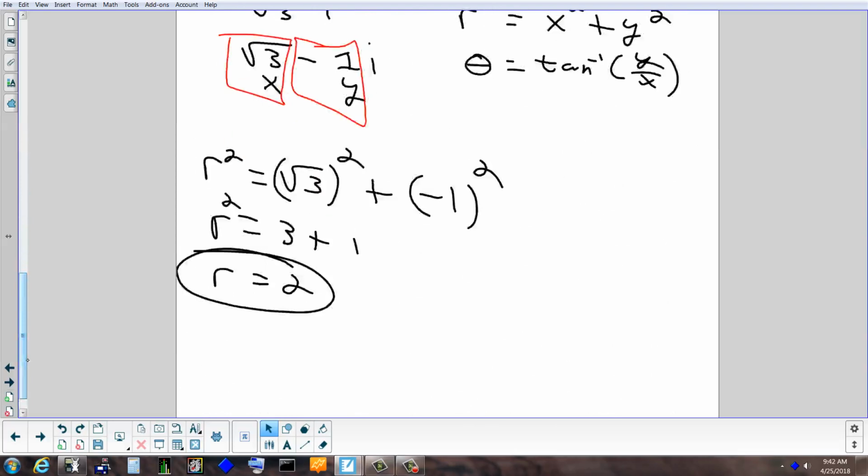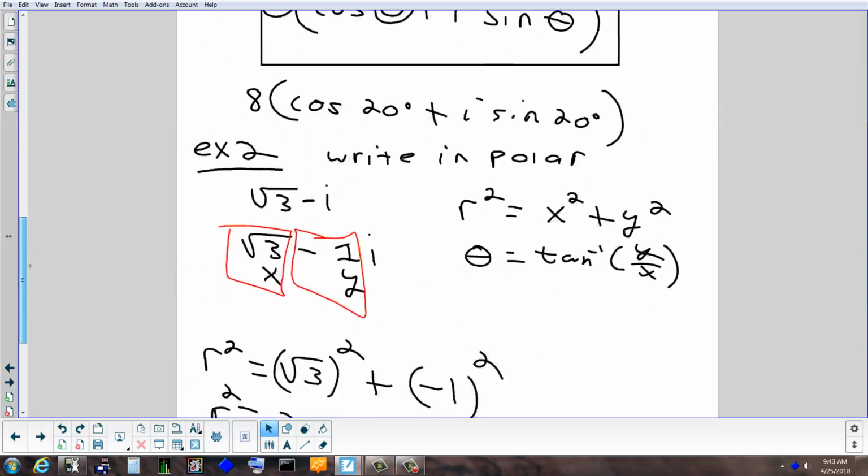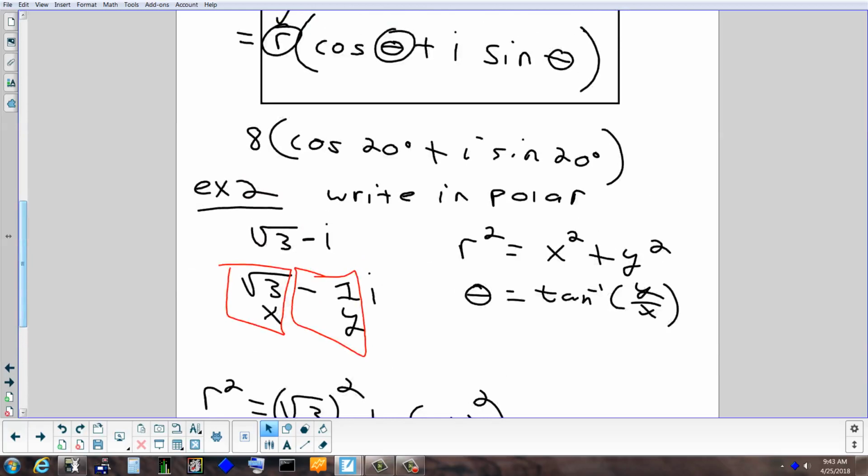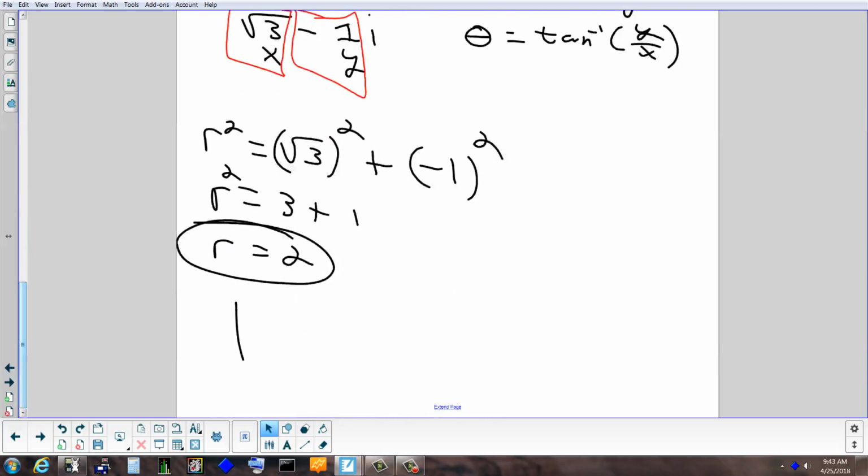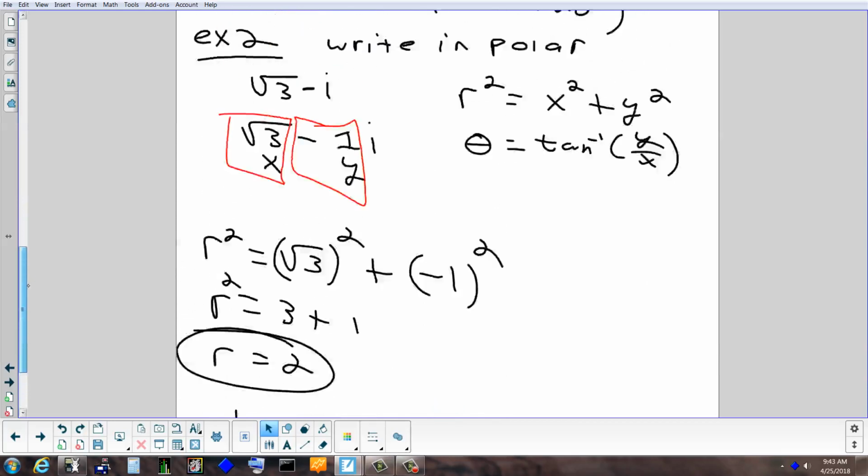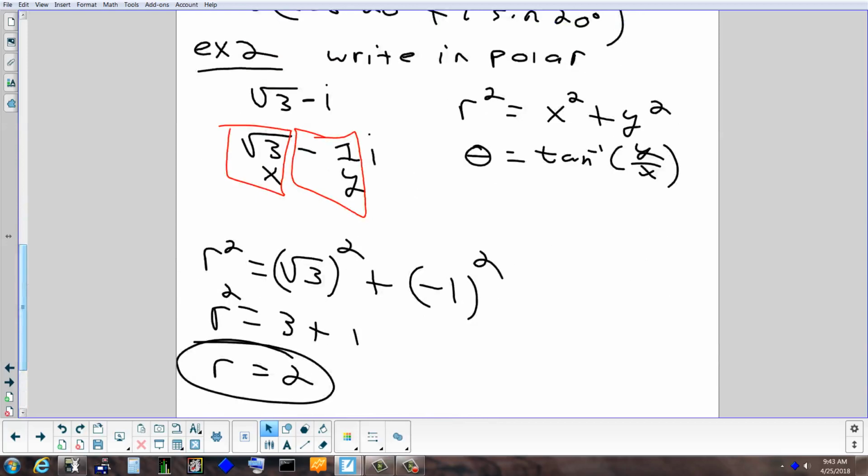Now, technically theta depends on the quadrant. If you're in quadrants 1 and 4, you use the formula we have right there. If you're in quadrants 2 and 3, what are you supposed to add to it? 180. You're supposed to add 180. I'm not worried about adding 180 here. How come? That's right and down. If you go right and down, you are in quadrant 4. That's why I showed you how to graph complex numbers earlier, so you could figure out the quadrant you're in.